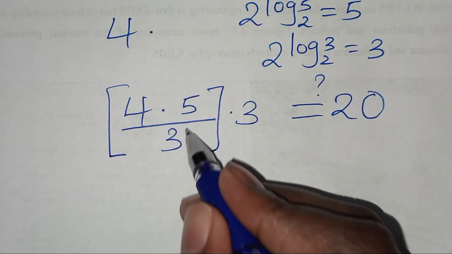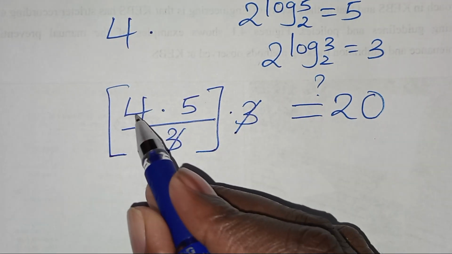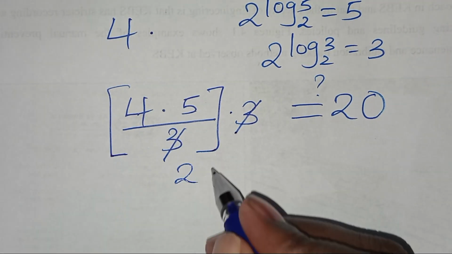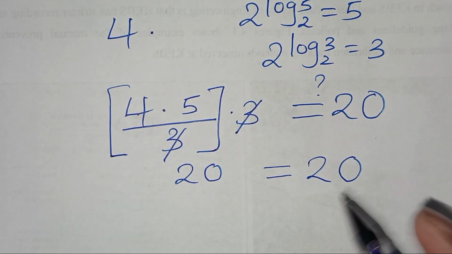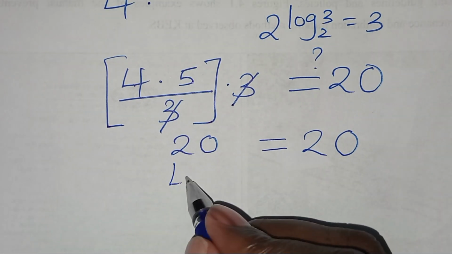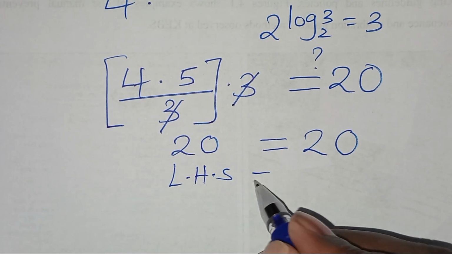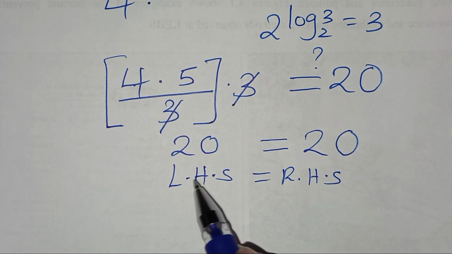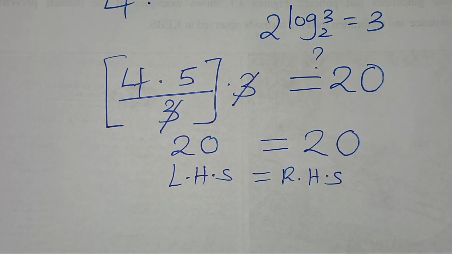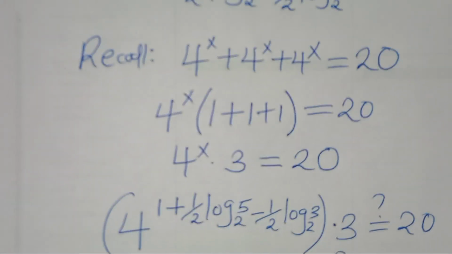So it's clear here we can simplify, so that 4 times 5 is equal to 20, and this is equal to 20. So this implies that the left hand side is equal to the right hand side. And this implies that the value of x satisfies the equation.